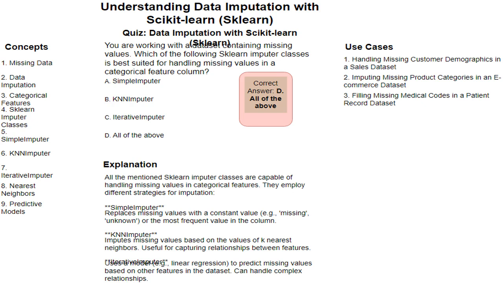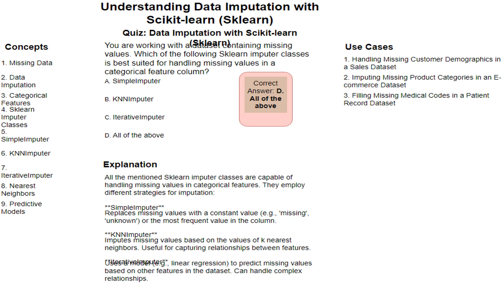Iterative imputer is suitable for scenarios with complex relationships between features and when missing values are likely to be influenced by multiple other features in the dataset. It's commonly used in datasets with high cardinality or when simpler imputation methods might not be sufficient.